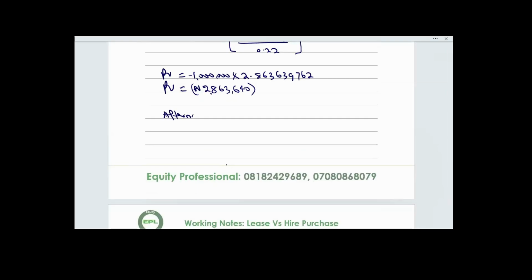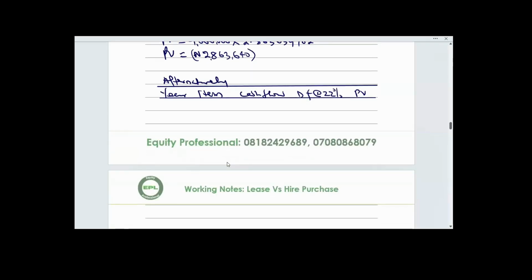Alternatively, you can use a table. You create a column for year, description of item, cash flow, discount factor at 22%, then PV, right? Because I'm going to need that annuity factor, that's why I have to use that method. So, year 1 to 5, lease rental, which is 1 million naira.